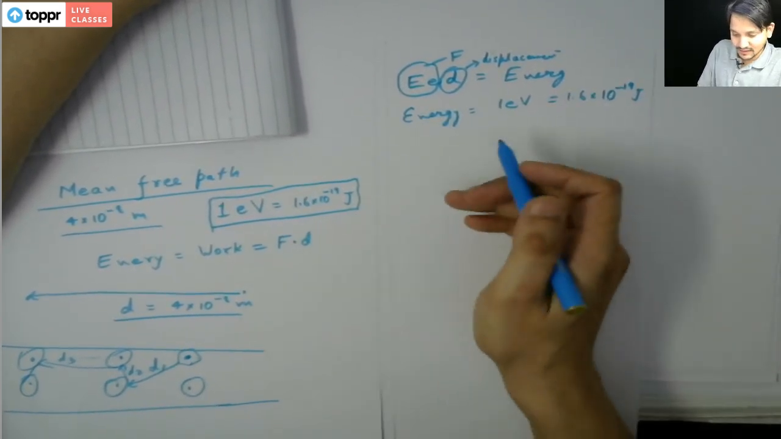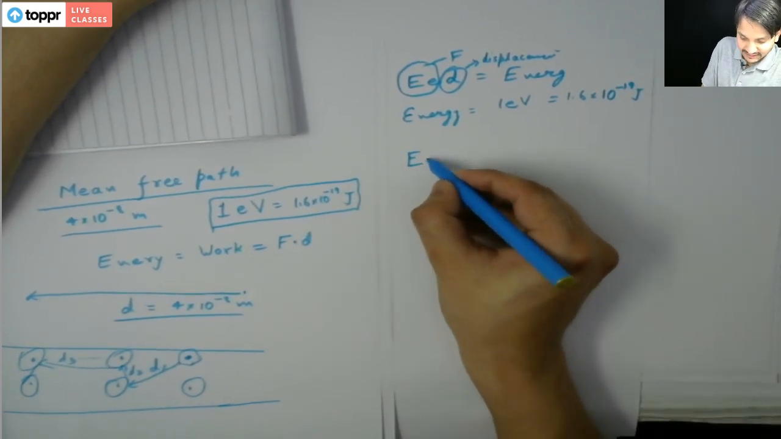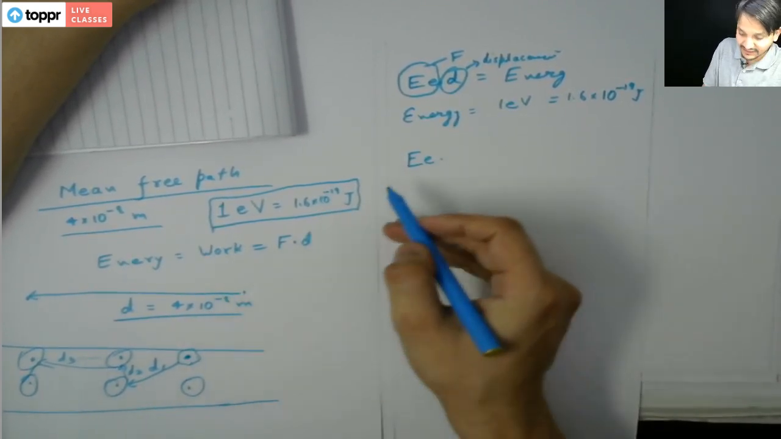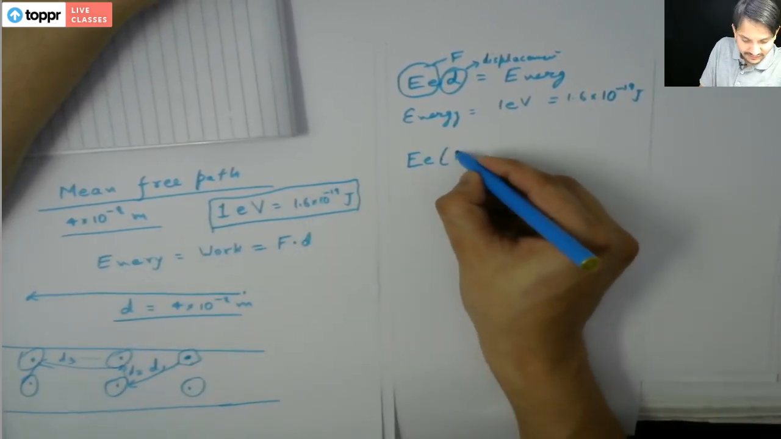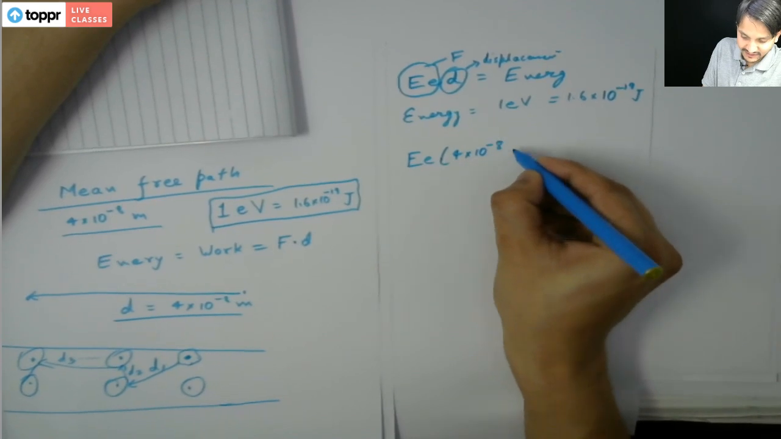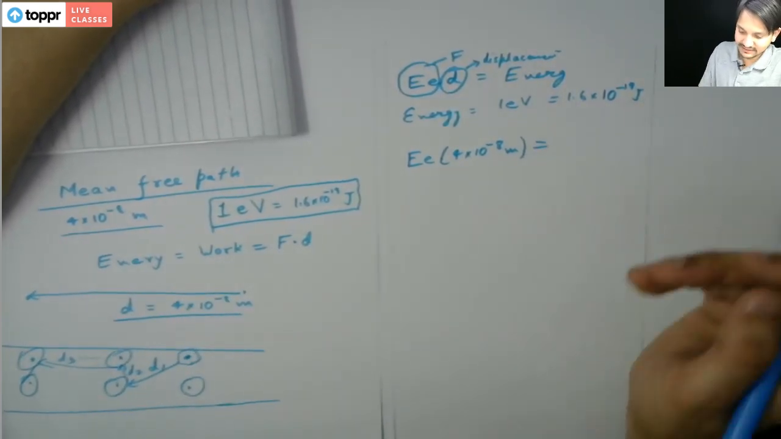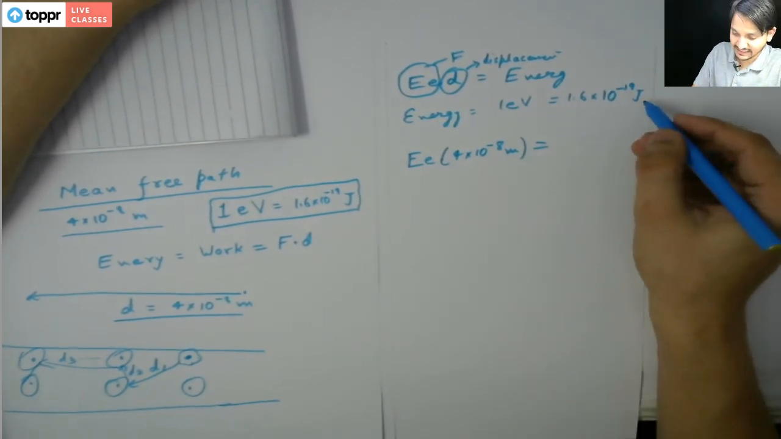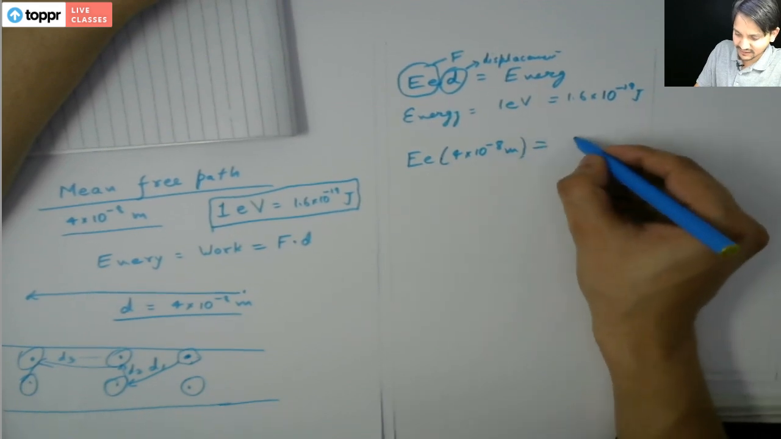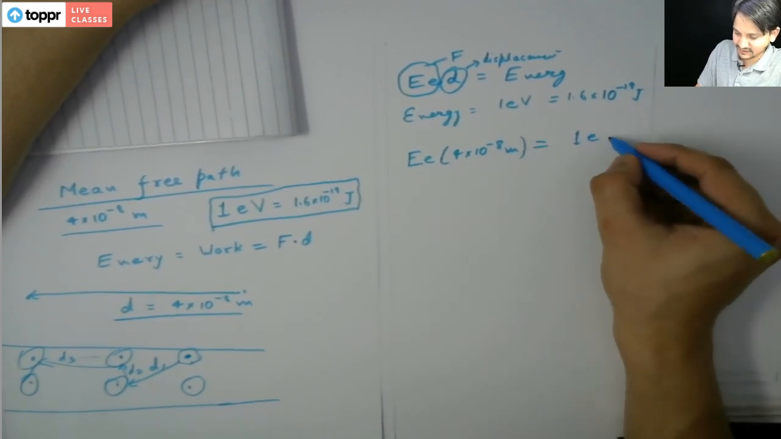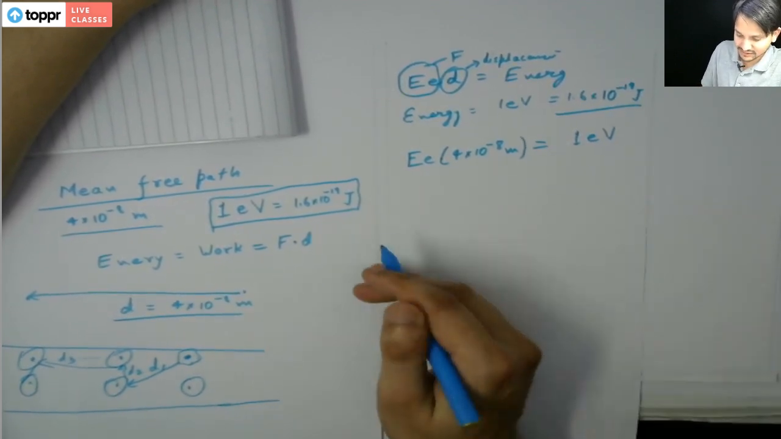So what would be that E? We know that E times e times d, where d is 4 times 10 to the power minus 8 meter, equals 1.6 into 10 to the power minus 19 joule. So why don't we simply say 1 electron volt, right? 1 electron volt. Why are we using it in joule? No, we'll start with this.